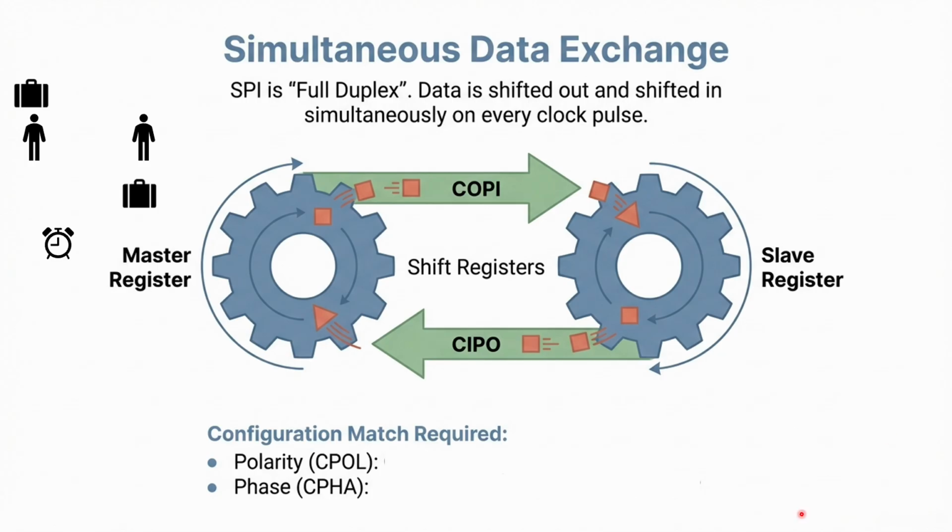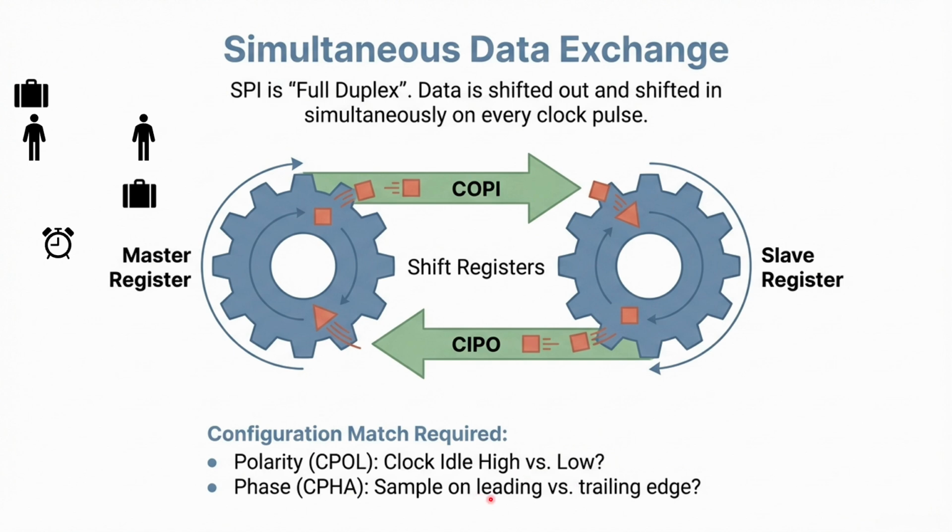However, for this high-speed handoff to work, our hands must be perfectly aligned. So this is the task of the configuration match. First one is the polarity, CPOL. Does our metronome start its beats in the up position or the down position? So it is whether the clock is either high or low. Second, we have phase, CPHA. In this mode, do we grab the suitcase on the very first beat or the second beat? So do we sample the leading or the trailing edge?